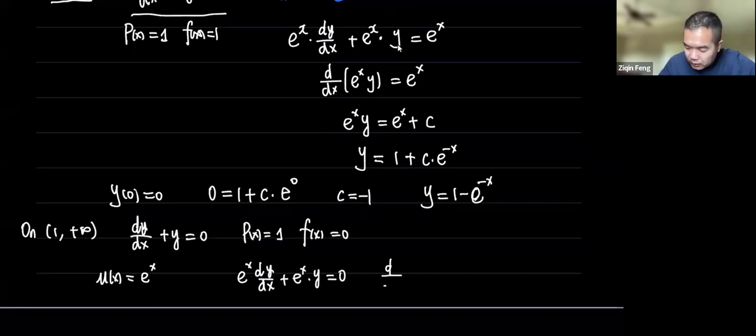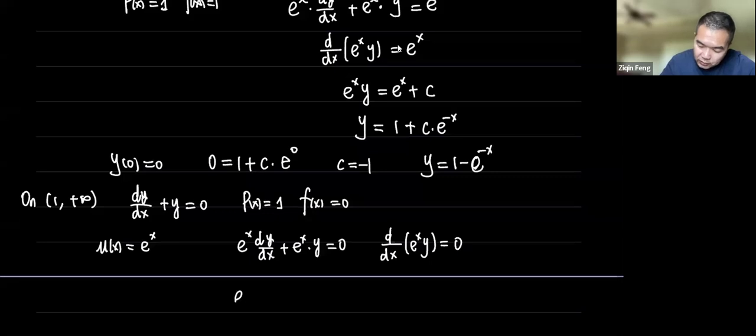So you get d over dx of e to x y equal to 0, which means e to x y must be a constant. You can call it C1 here. So y here is actually C1 times e to negative x. Now the question is, what is C1? And remember that our function has to be continuous.